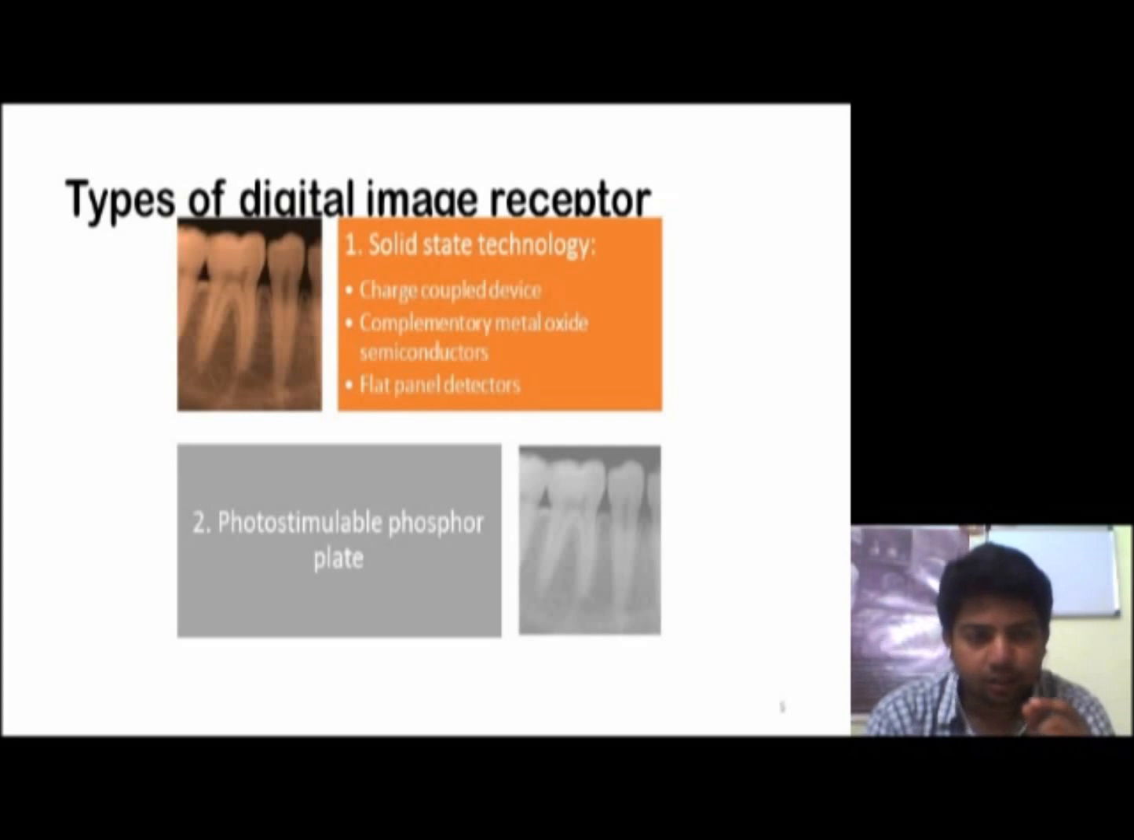The one important thing which we need to remember here is that the words direct and indirect are also used in another context. Direct refers to a sensor that is directly sensitive to X-rays, and these are called direct digital sensors. If the sensor is sensitive to visible light which is produced after the exposure by X-rays, then it is called an indirect digital sensor.